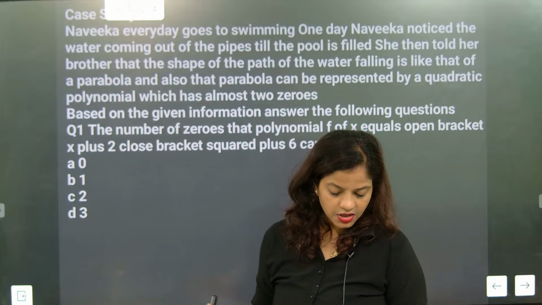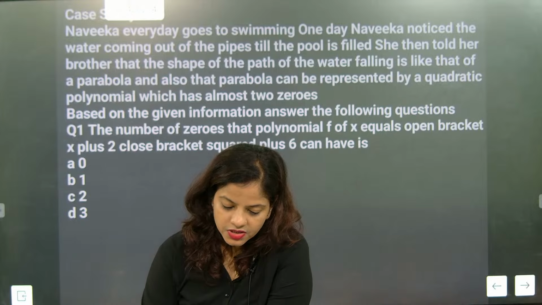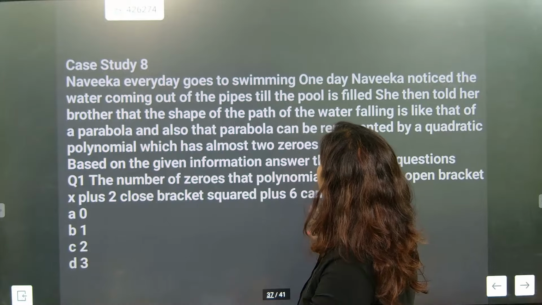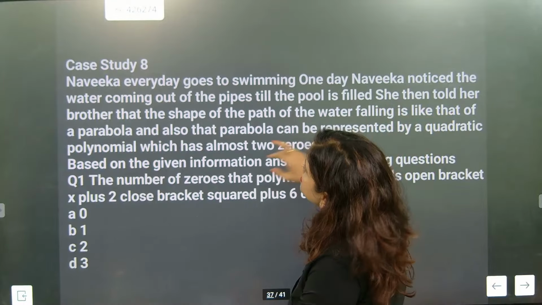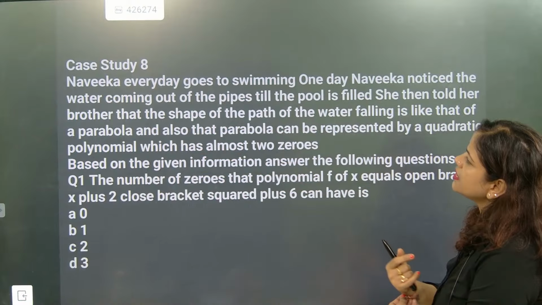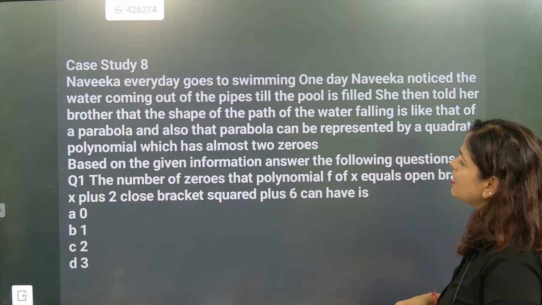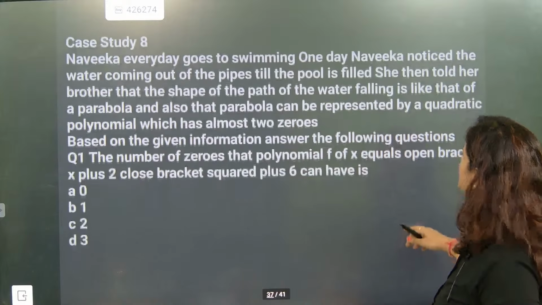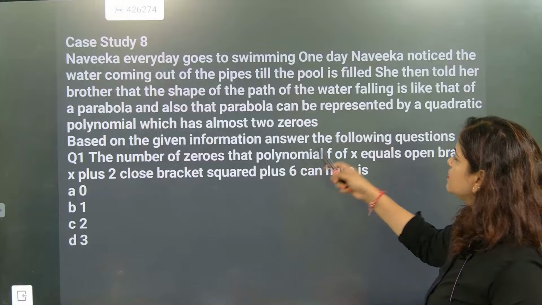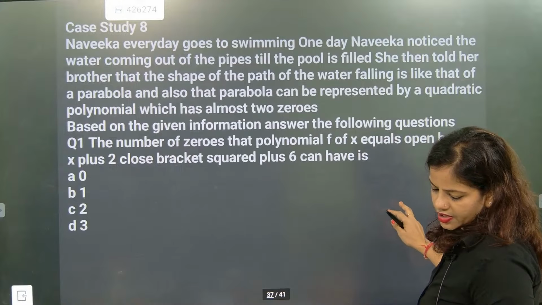This case study, I think we need to rectify. Okay, yes. So two case studies are coming. Navika experience: every day she goes swimming. One day Navika noticed the water coming out of the pipe till the pool is filled. She then tells her brother that the shape of the path of the water filling is like that of a parabola, and the parabola can be represented by a quadratic polynomial which has at most 2 zeros. Based on the given information, answer the following question. So this Navika question I can do something.